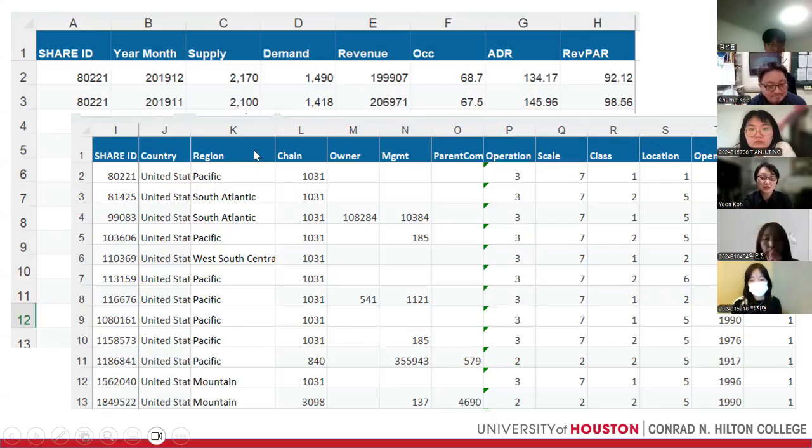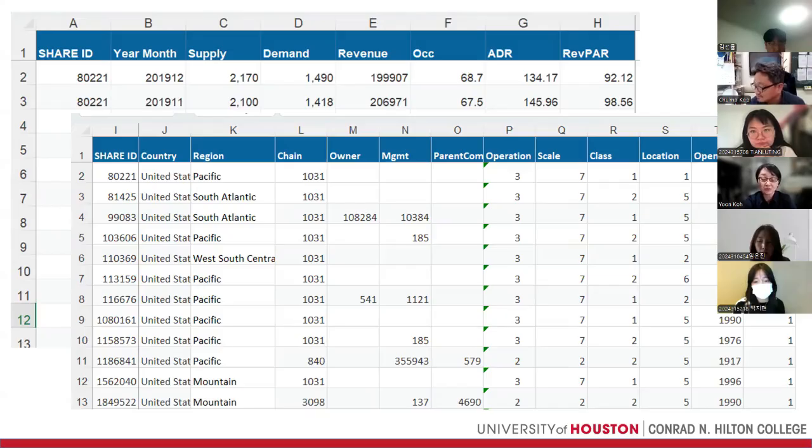So that is financial data, but other kinds of information can also be linked, like the region. More specifically, it can go not only to city level but to submarket level. It can go into more detail, like which chain, the owner company, the management company, the size or class of the hotel, the location, the open date, and the size of the company. These are categorical variables, but they are available and can be used for research purposes as well.